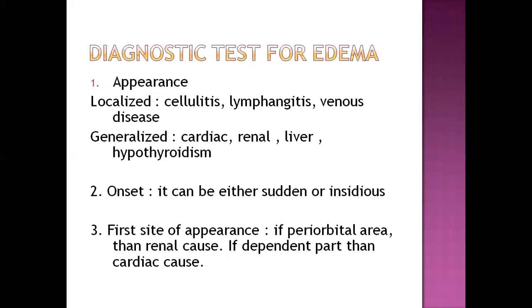Onset, whether it is sudden or gradual, insidious, or unknown. First sight of appearance, we discussed it in clinical features also. Most of the etiological edema starts from the extremities, lower extremities especially. But there are some diseases in which edema starts from either the abdomen or the periorbital area. So first sight of appearance is also one of the most important diagnostic tests for edema.